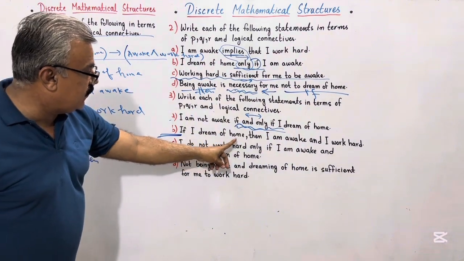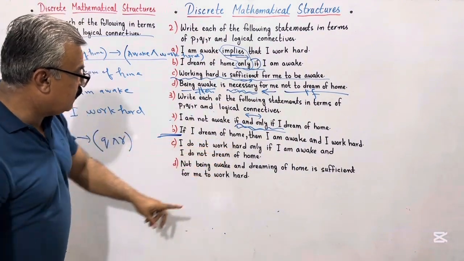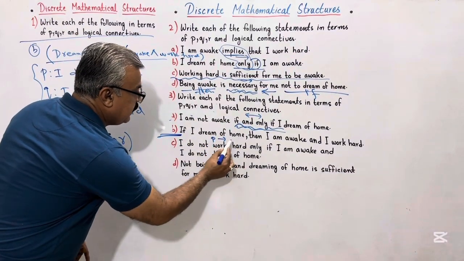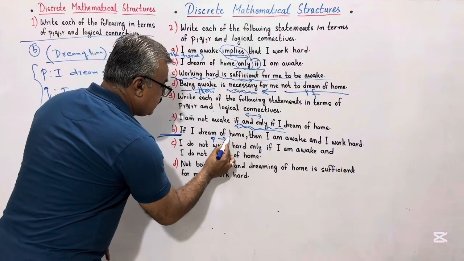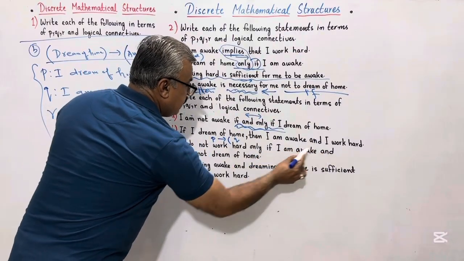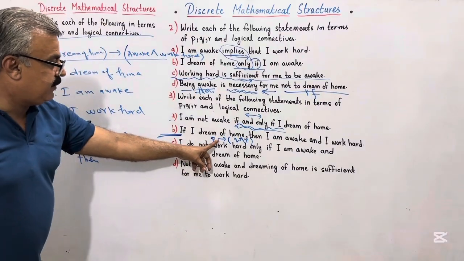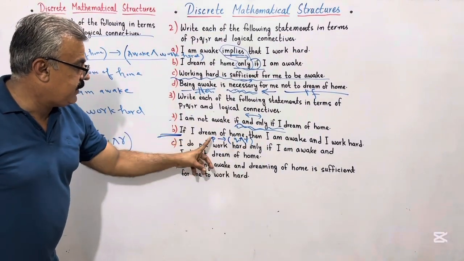If I dream of home, that's our P. Then I am awake, awake means Q, and work hard, a conjunction, so P implies Q and R.